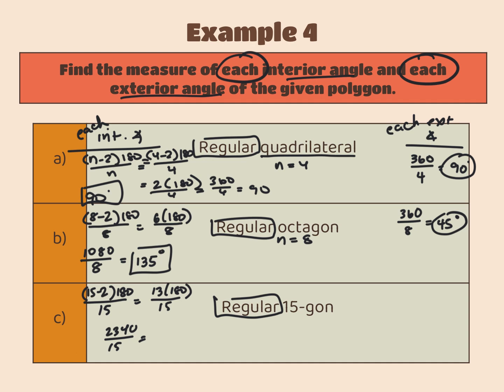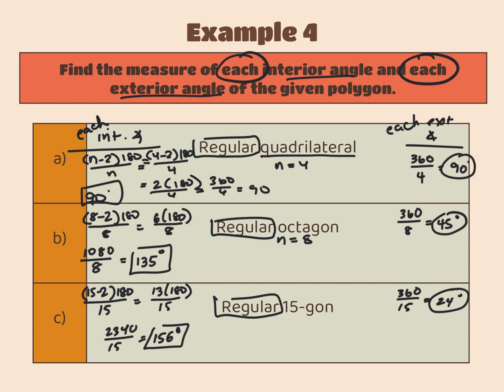And when I do that division, I'm going to get 1, then I'm going to have 84, which is going to be 575, and then 90, which is going to be 6. So it's 156 degrees. So that's each individual interior angle. And then the exteriors, again, is just 360 divided by 15, and that's going to be 24.